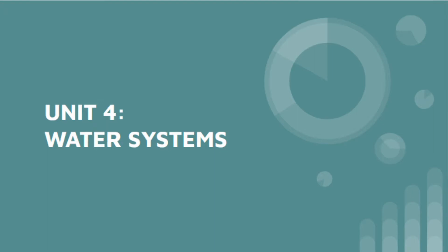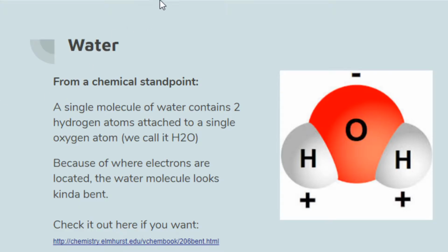Okay, everybody, today we're going to start our fourth and final unit, water systems, and we're going to start off by talking about water. So from a chemical standpoint, water is a single molecule that's comprised of two hydrogen atoms and an oxygen atom, and we call it H2O. You guys have probably seen that before.